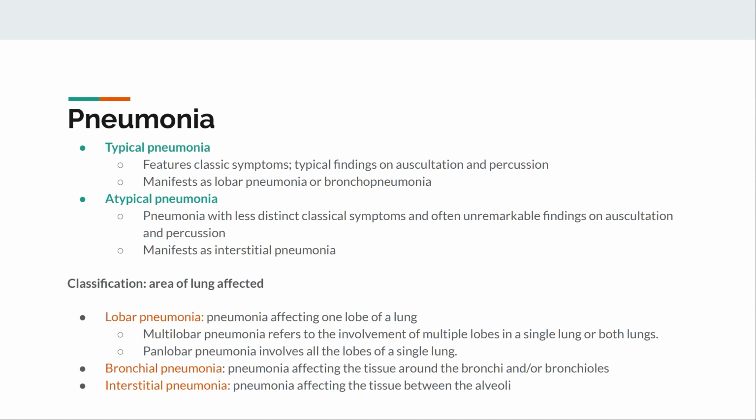Just as a classification at the bottom there, you've got your lobar pneumonias, and that can either be multilobar, so involving many lobes in the single lung or across both lungs, and panlobar involves all the lobes of a single lung. Bronchial pneumonia, so all the tissue around the bronchi or the bronchioles, and interstitial pneumonia being the tissue between the alveoli being affected and inflamed.